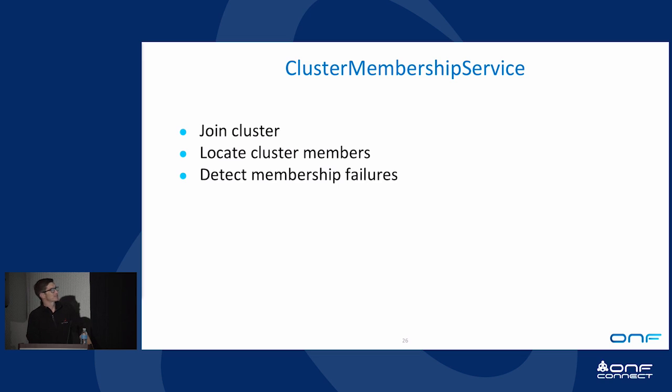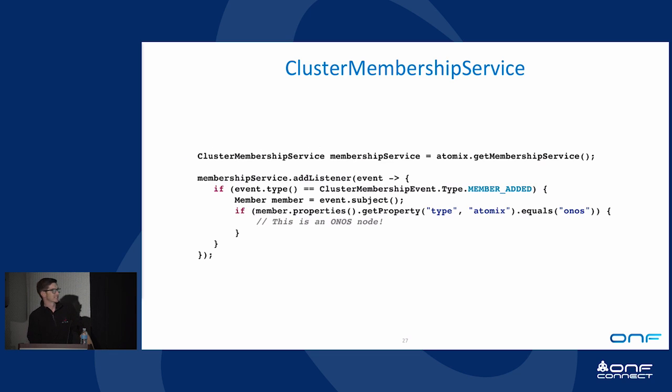And so the cluster membership service is responsible for joining a cluster, locating members, and detecting failures. One of the cool properties of it is that you can assign properties to members of the cluster. This is one of the features that allows a system like ONOS to differentiate between different types of nodes, because as we'll see later, ONOS needs to be able to differentiate which nodes are the ONOS controller nodes and which nodes are the Atomix nodes.